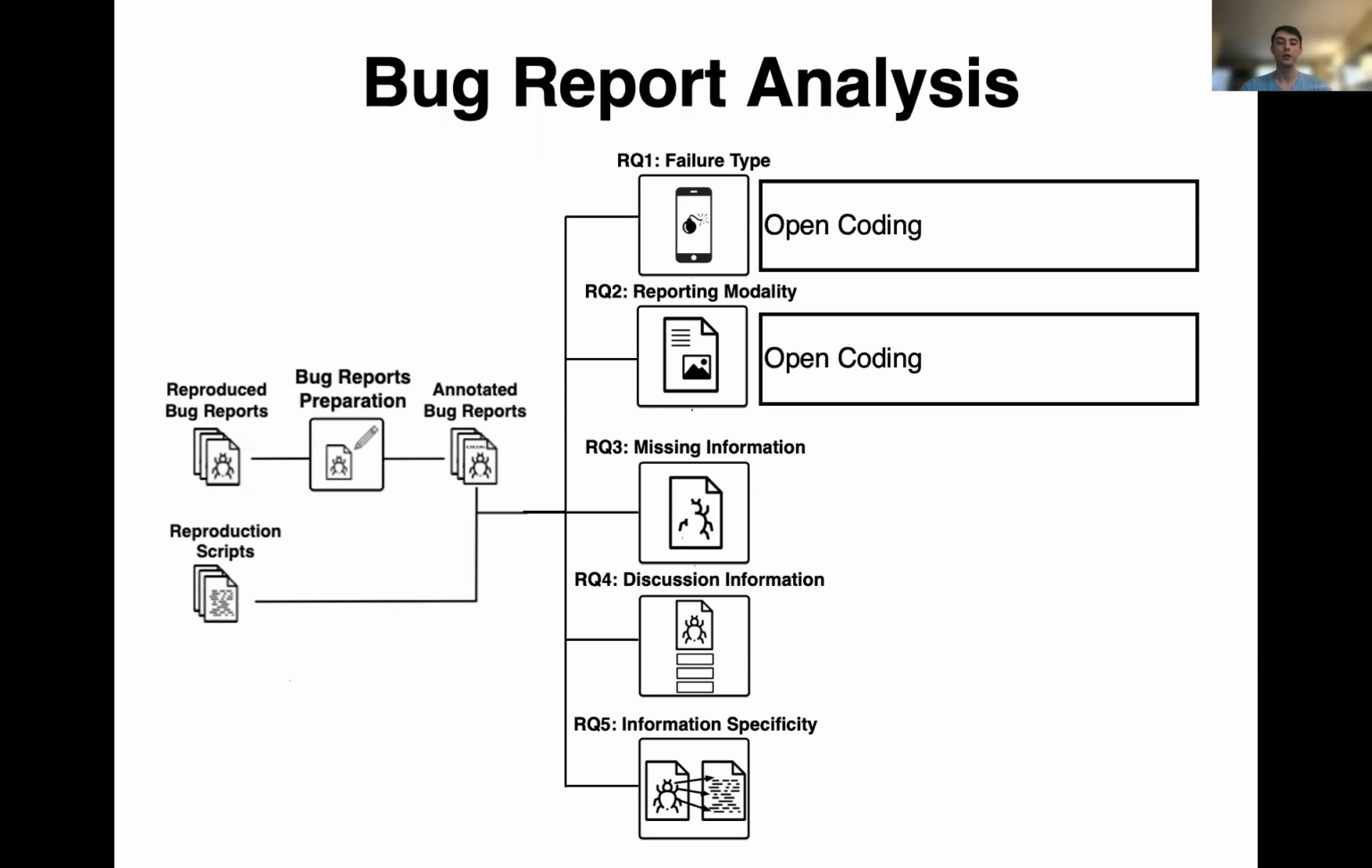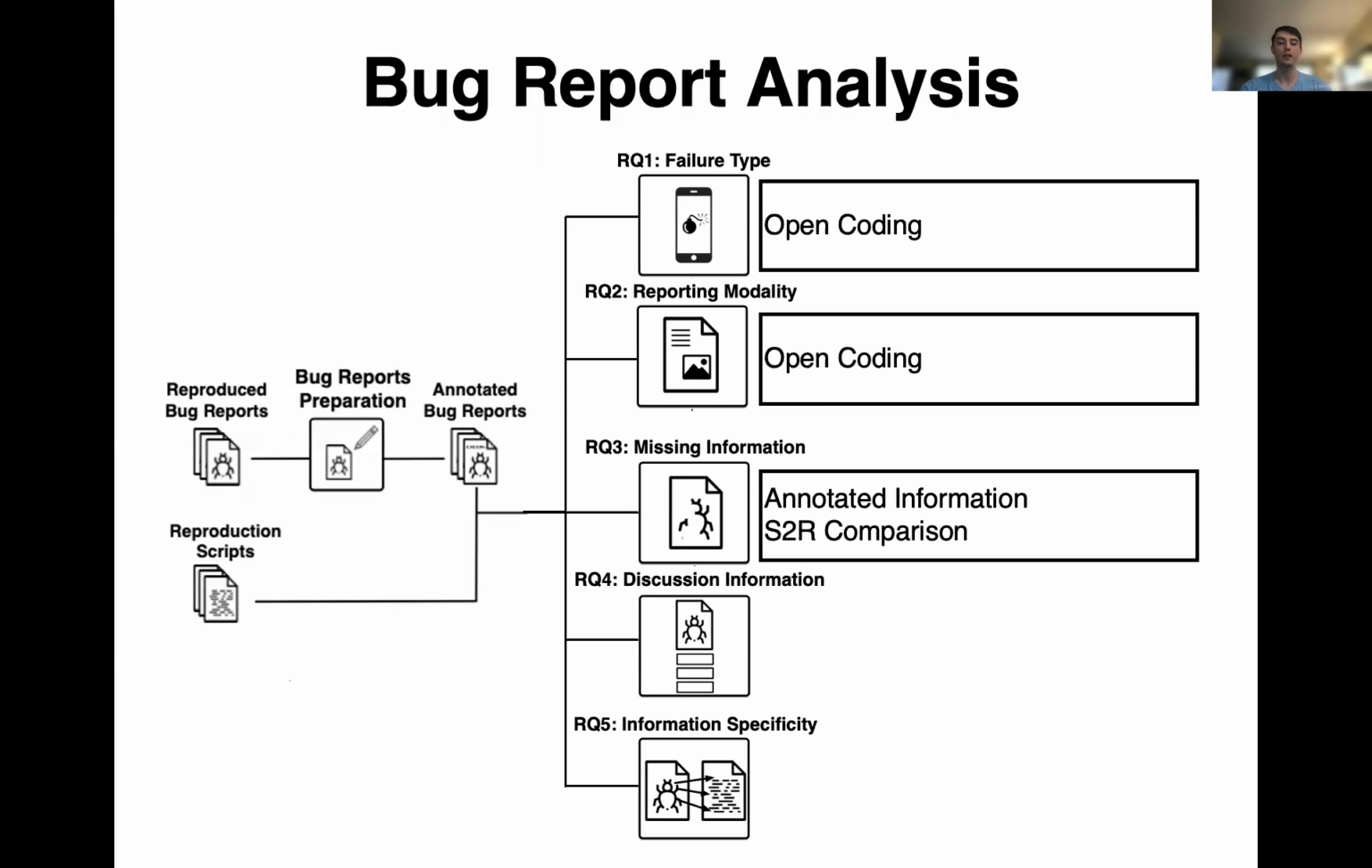Our process for RQ3 had two types of analyses. First, we used the annotations that were created in the bug report preparation step to identify any bug reports that were entirely missing pieces of information. For example, if something had no observed behavior, we would know that from the annotations. Next, for our steps to reproduce, we mapped all of our GUI actions from the reproduction scripts to the steps to reproduce in the bug reports in order to identify if any of these steps to reproduce were missing.